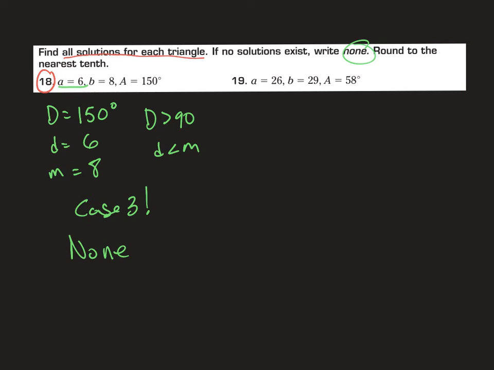So for number 18, we went through, looked at what we were given, and figured out which situation it was. We are obtuse, but d is less than m. The opposite side is less than the adjacent side, and that can't exist, so there's no solution. And that's it for number 18. We are done with this one. We're going to move on to a new slide, and we'll attack number 19.